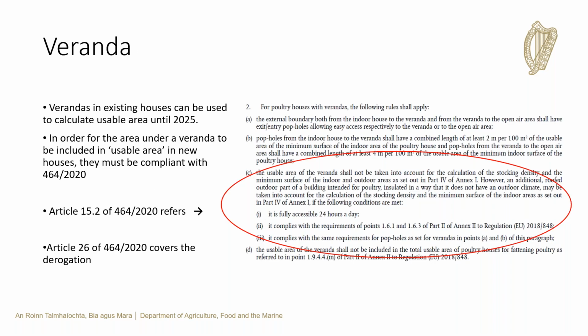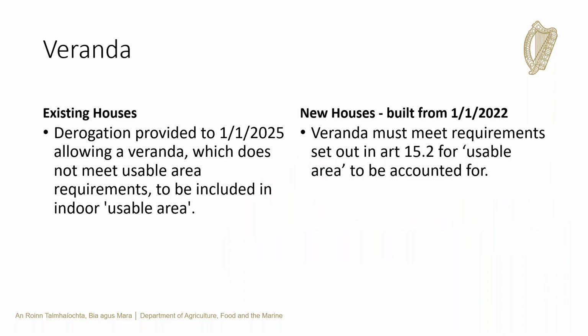The veranda is a new one, and verandas in existing houses can be used to calculate the usable area until 2025. So there's a derogation provided for this, but any new houses built from January 2022 onwards must abide by the new regulation. So in order for the area under a veranda to be included in the usable area in new houses, they must be compliant with 464, and I'll go into that in detail in a minute. It's Article 15 of 464.